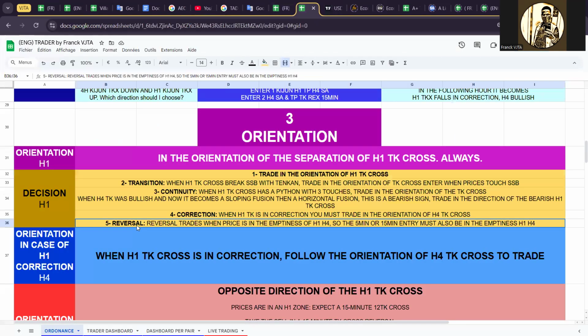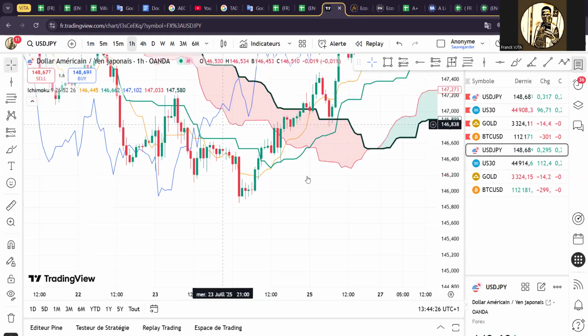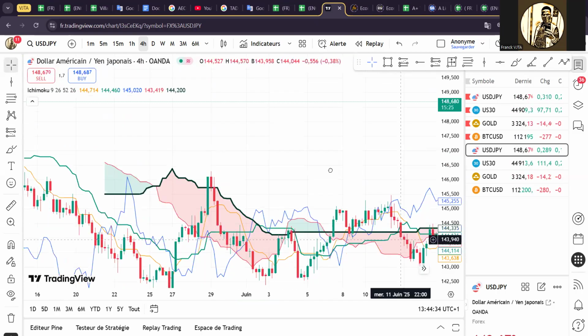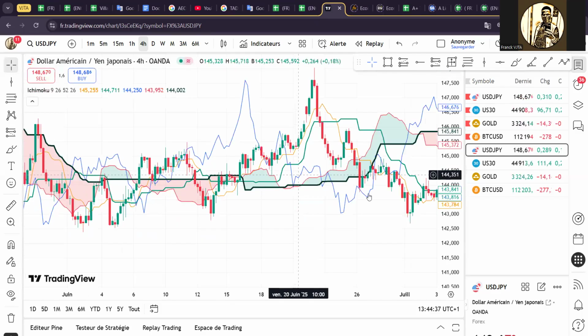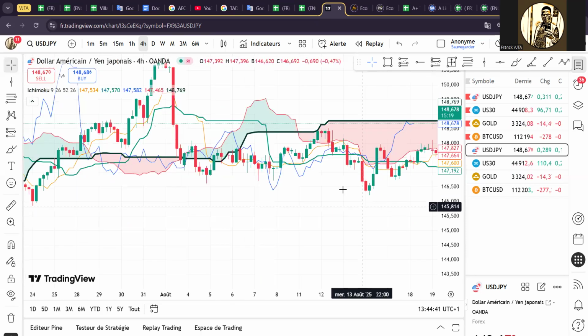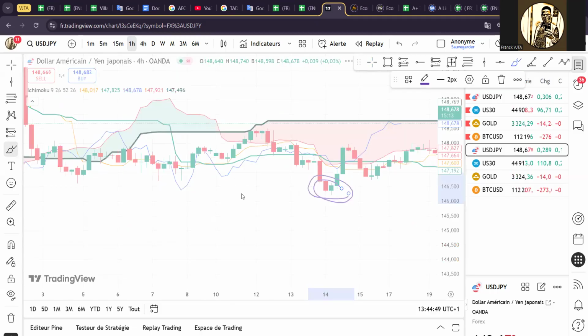So next, for the reversal, when the price is in the emptiness of H1 and H4, go on 5 minute and 15 minute entry and buy. And your buys must also be inside the empty space. If you look at your buy in H4, you will see that it is in the empty space. Let us take one example. You see, we are in an empty space here in H4. That's the reversal that we want to buy.